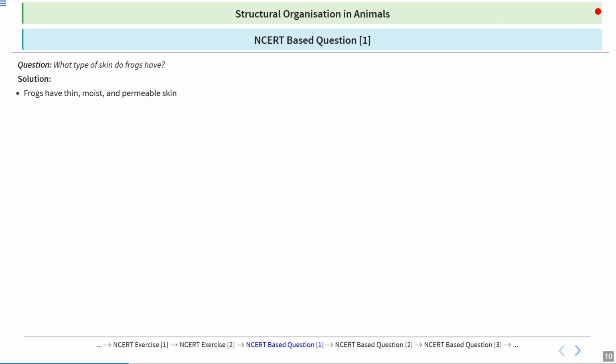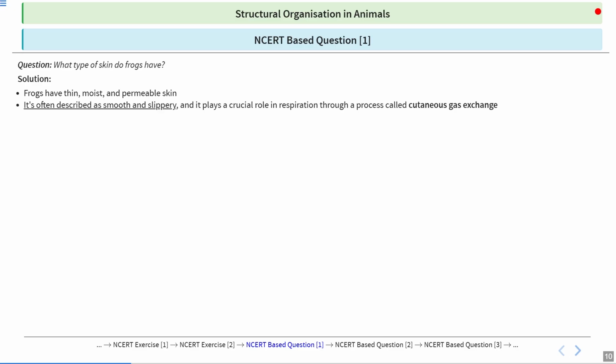So this skin is permeable for the exchange of gases, and that is helping in the process of cutaneous respiration. It is often described as smooth and slippery. The skin is always smooth and slippery, and it plays a crucial role in respiration through a process called cutaneous gas exchange, right? So the skin of a frog is very, very important.